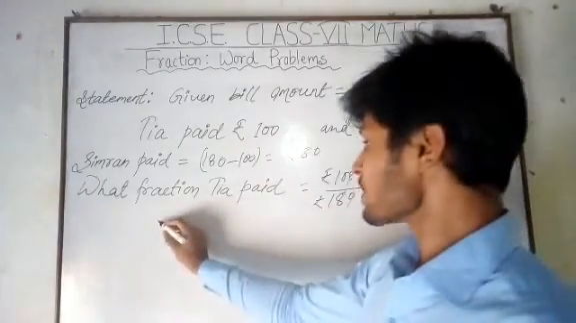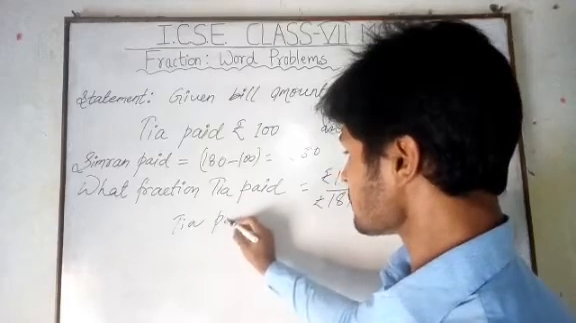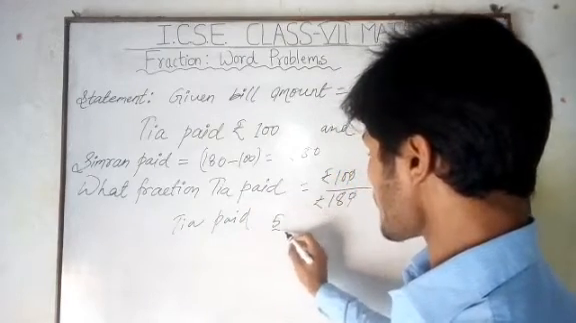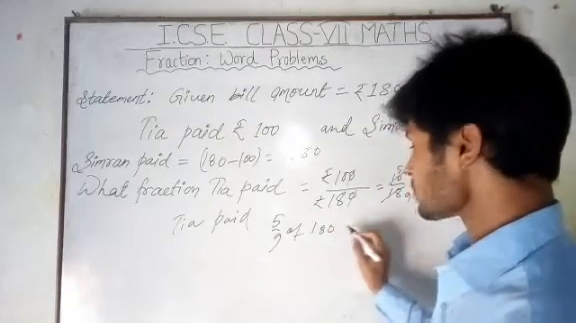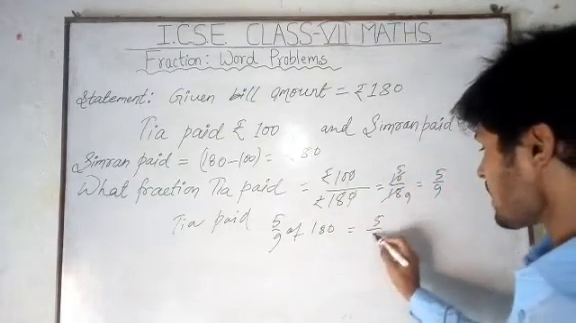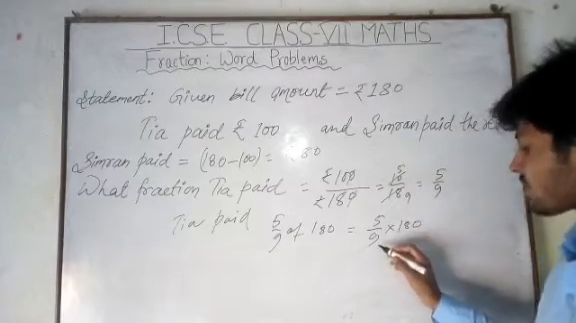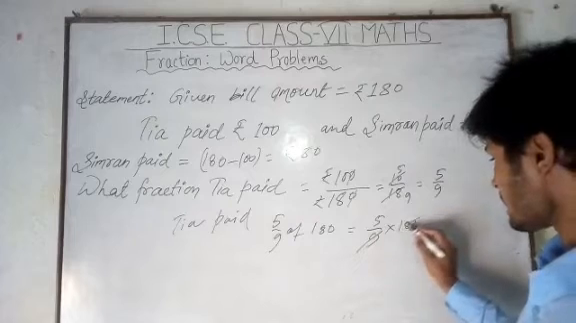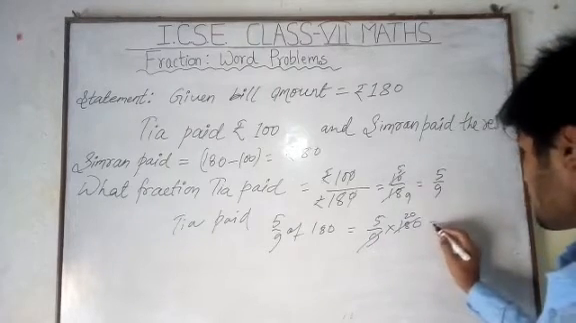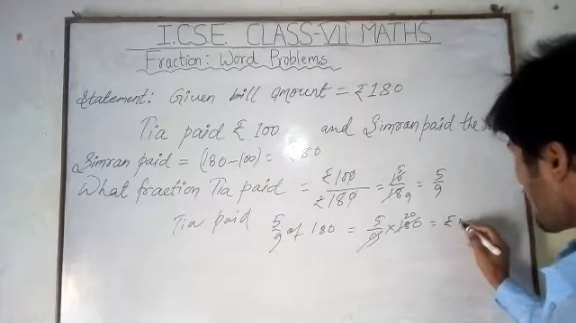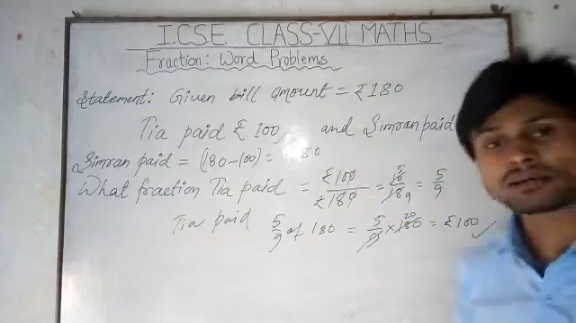So if we try to calculate that Tia paid 5 by 9 of the bill of 180, that is the total bill, this is 5 by 9 into 180, and you can easily calculate. See, this 9 and this 180 become 20. So 5 twenties are rupees 100, which we all know Tia paid, rupees 100.